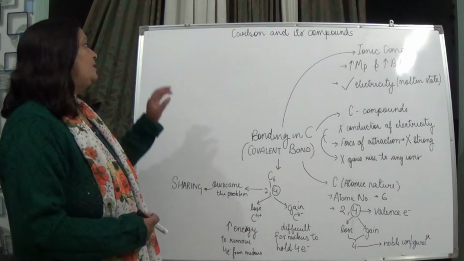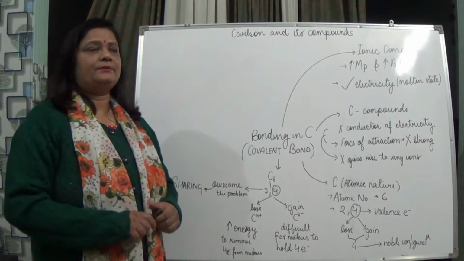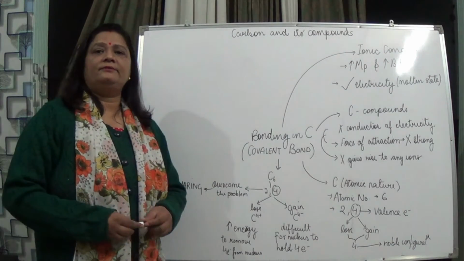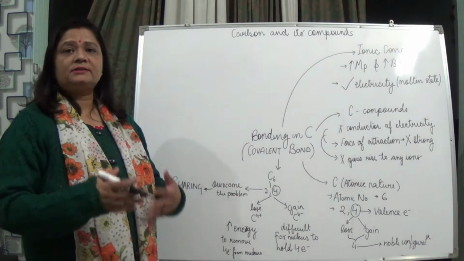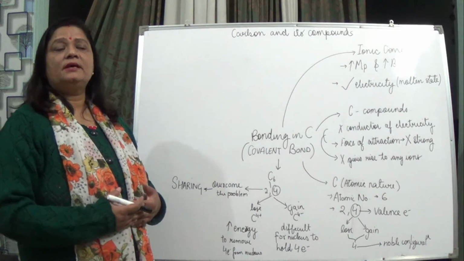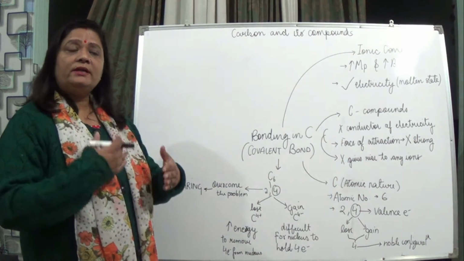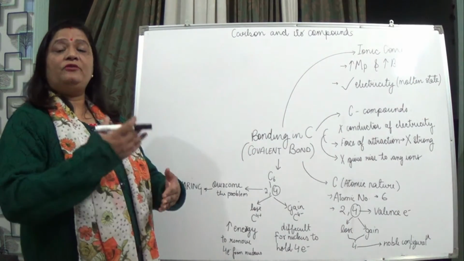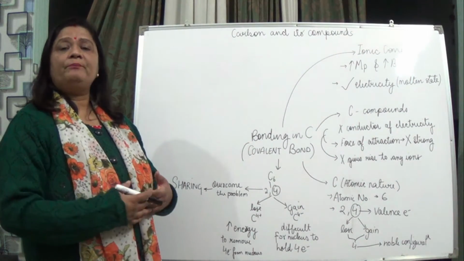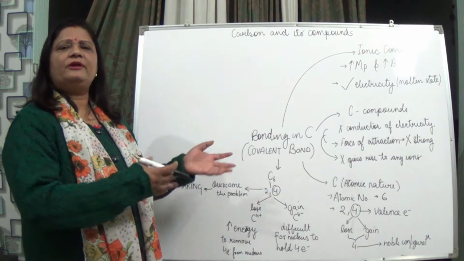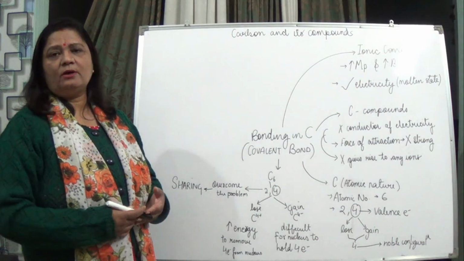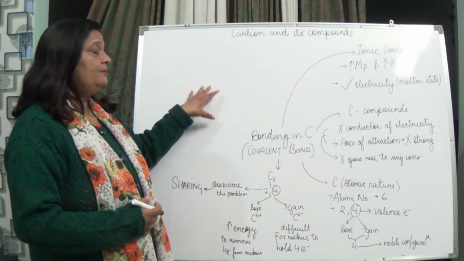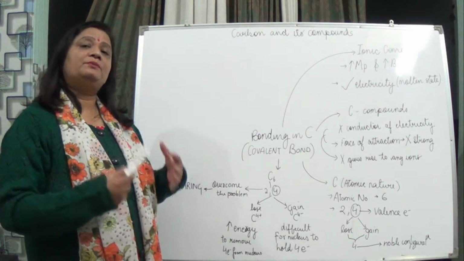Hello students, we are going to start the chapter Carbon and its Compounds, the compounds made up of carbon. In our daily life, we consume many things like vegetables, tea, pulses, rice. What are these? They all consist of carbon. And cotton and other fabrics also consist of carbon. Carbon is a very important element which forms compounds and is used by us.